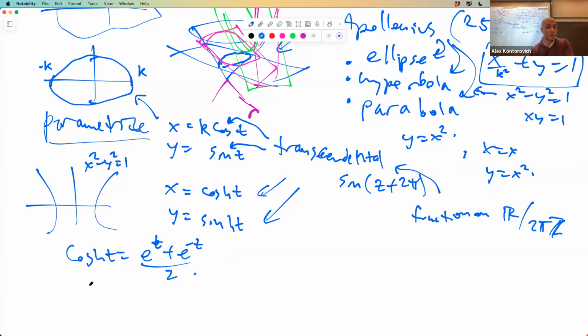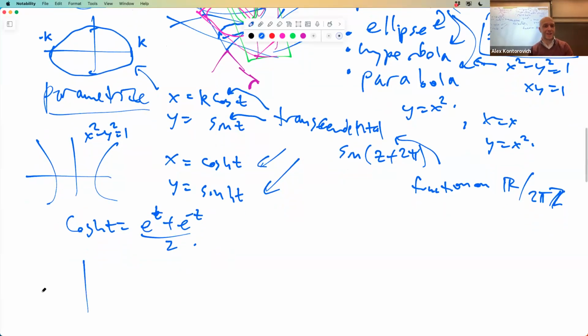Okay, so this function, I mean, asymptotically, it looks like e to the t in either direction, right? It starts out at 1. When t is equal to 0, cosh is 1. That corresponds to x equaling 1. And then it grows exponentially in both directions, right? It's always at least 1, and it's even. So this is the cosh function.